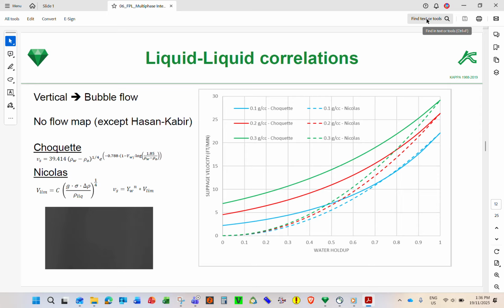The velocity limit is where you start to get the bubble, but still you need to get the raw, so water minus raw oil. So in this case it will be at 11. That's Nicolas. So you might see that in the low water holdup, it's preferable to use Nicolas. In high water holdup, Choquette, more or less. I think Nicolas is more accurate because it starts from water zero, and at water 100% it's still the same.